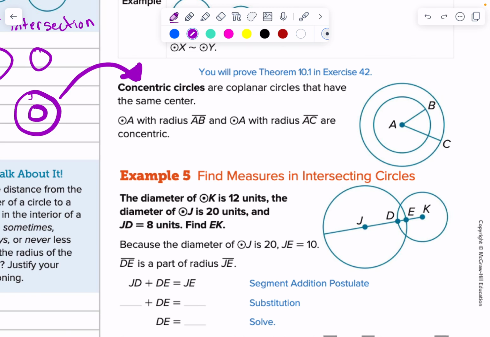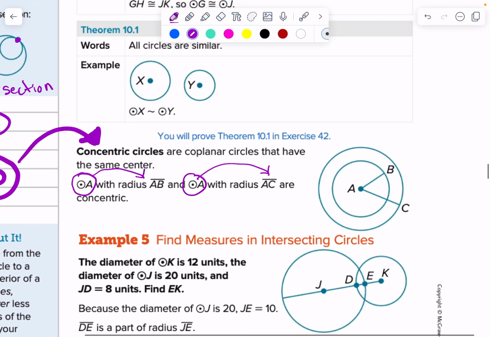And they're both called circle A. So circle A with a radius of AB and circle A with a radius of AC. That's how you would distinguish between the two. But they're both technically circle A because the center is both A. Okay, so we have concentric circles.